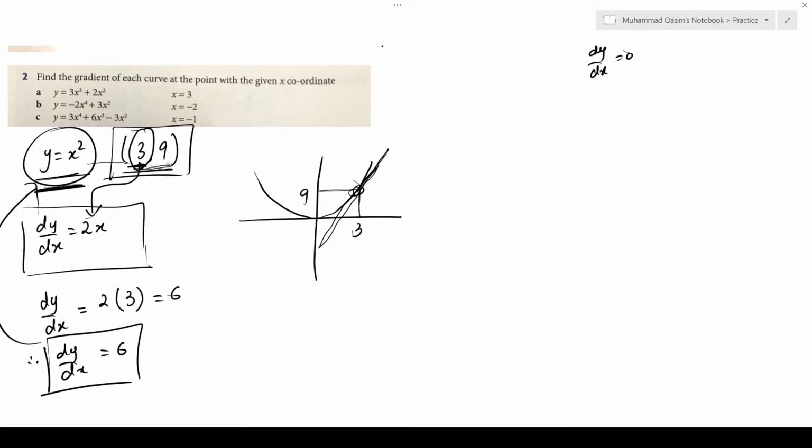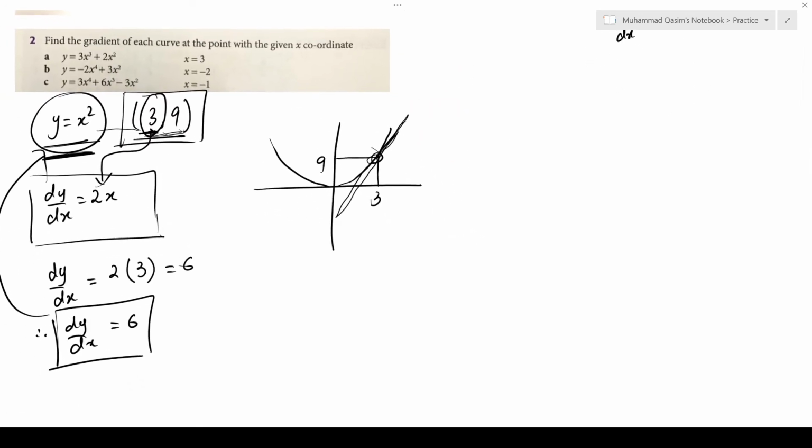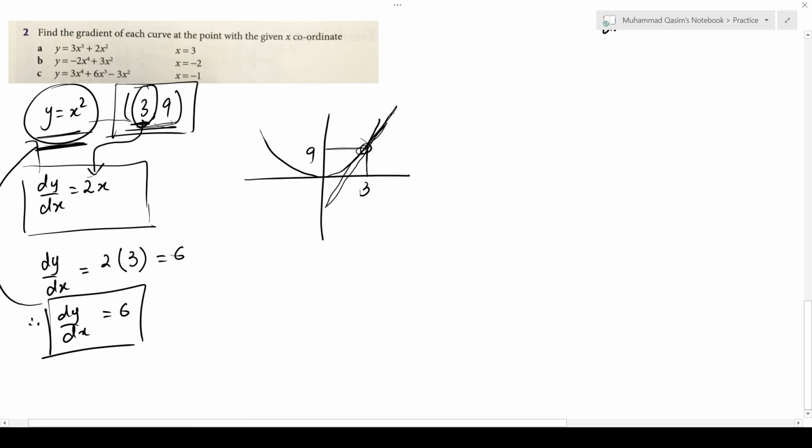Now let's try another question. I can see here, find the gradient of each curve at the point with the x coordinates. You don't need a y coordinate, so that is why there is no y coordinate given. But just in case the examiner gives you the complete ordered pair, you're just going to pick out the x coordinate from there and plug it into the equation of the gradient.